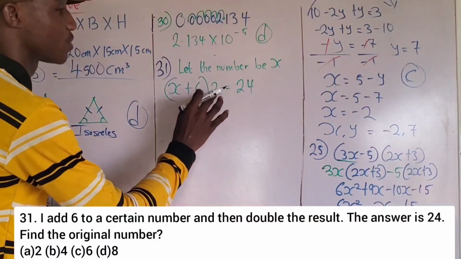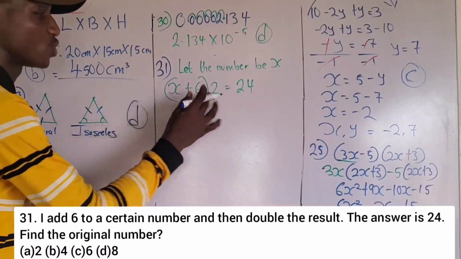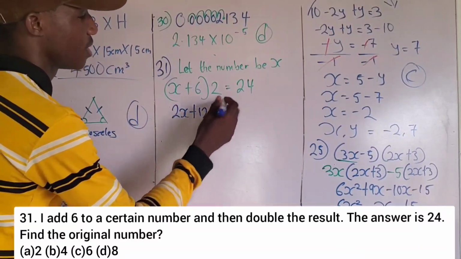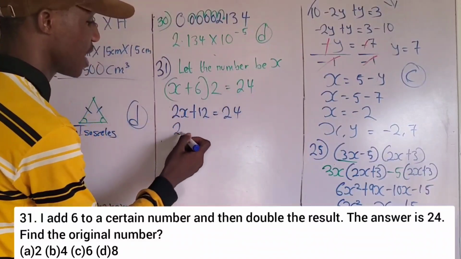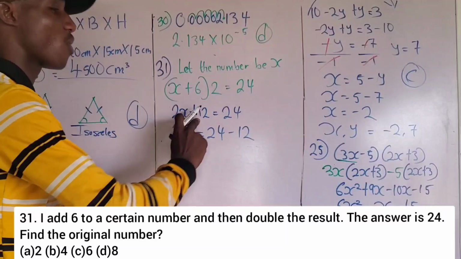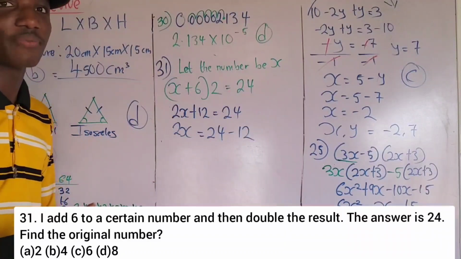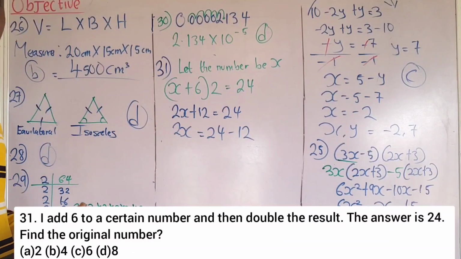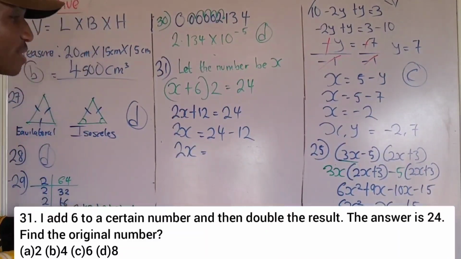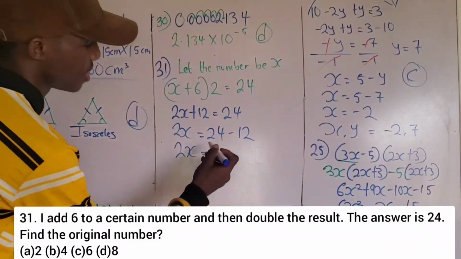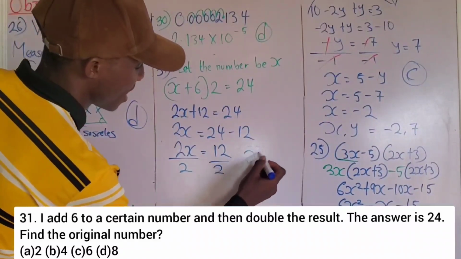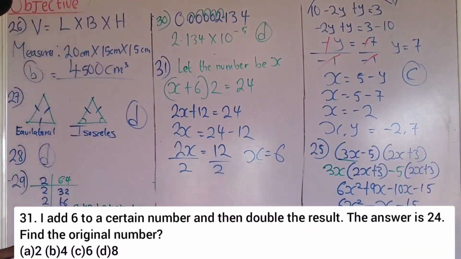Just take the product of 2 and what we have here. 2 times x is what? 2x. 2 times plus 6, that is plus 12, equals 24. Okay, 2x is equal to 24 minus 12. Because if this plus 12 crosses the equals to sign, the sign is going to change to what? A negative. So I'm going to have 2x is equal to 24 minus 12, which gives us 12. Okay, so divide both by 2 to get the value of x. So x is equal to 6. So the number is 6.